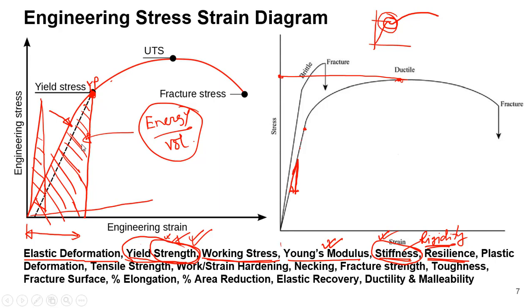Now coming to the next property, that is plastic deformation. We know plastic deformation means it's a permanent deformation, and permanent deformation starts after the yield point. So when your load is such that the stress within the material crosses the yield point, along with the elastic deformation, the plastic deformation starts.